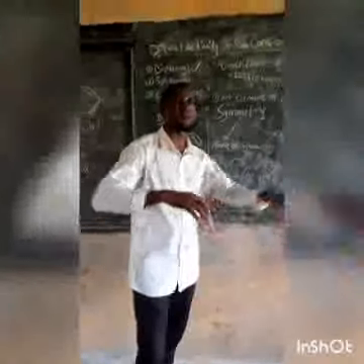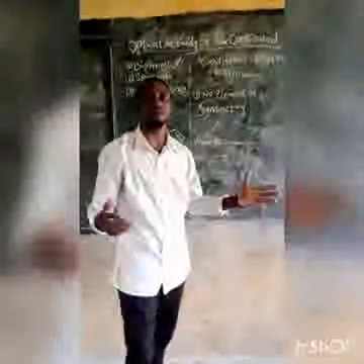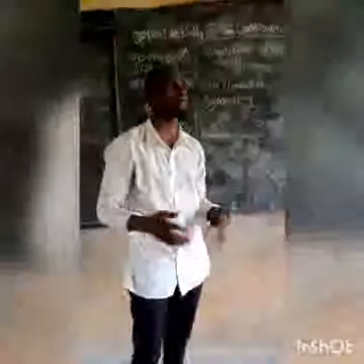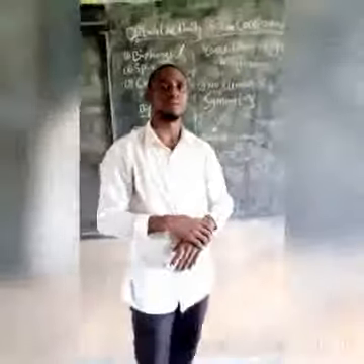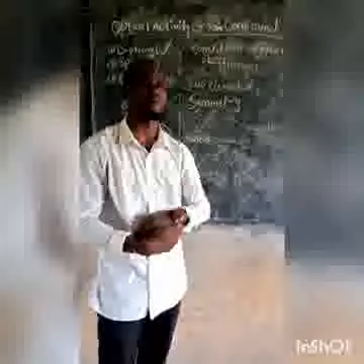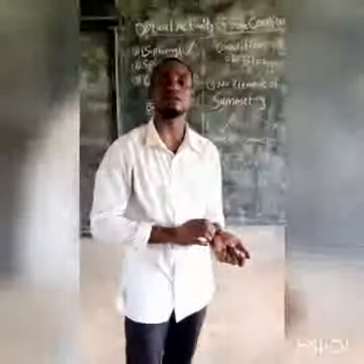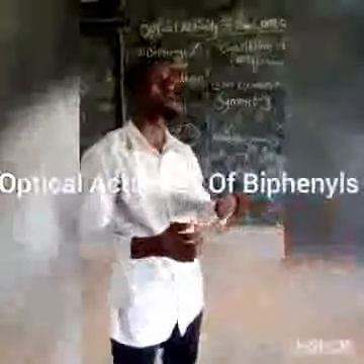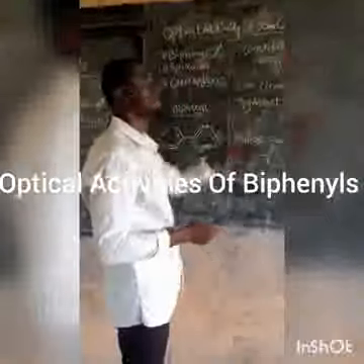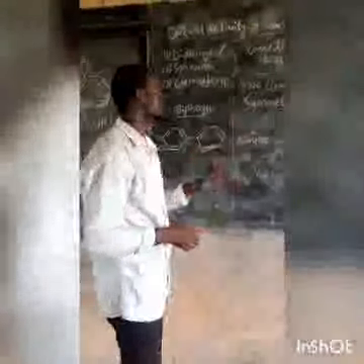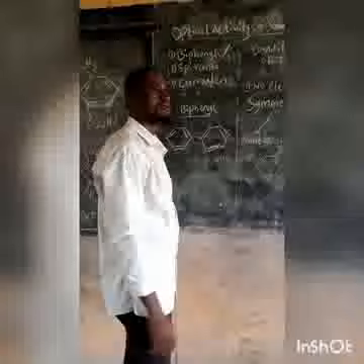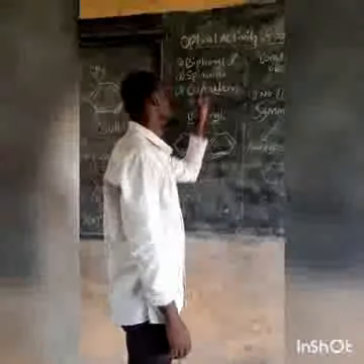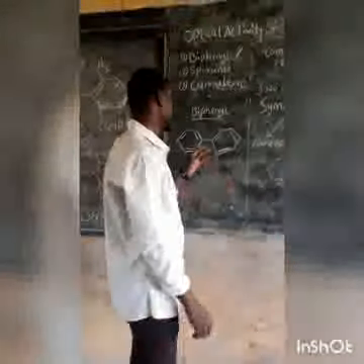Welcome to Ecovic Academy. Today we are going to discuss some compounds that possess optical activity but have no stereogenic centers. Some of those compounds are biphenyls, spiranes, and allenes. Today we are going to talk about number one, which is biphenyl.